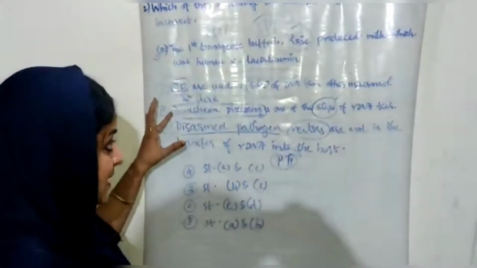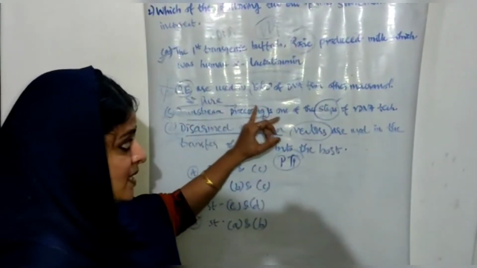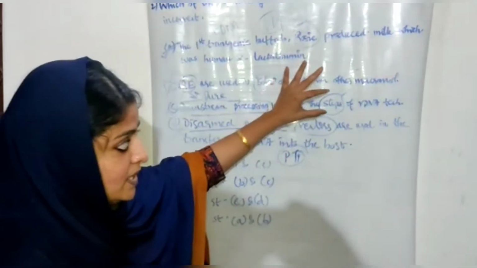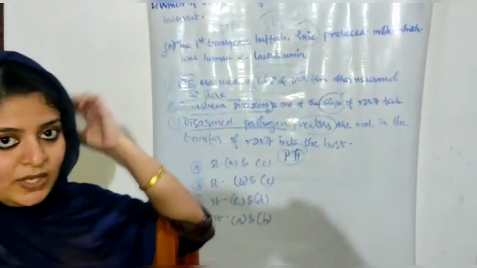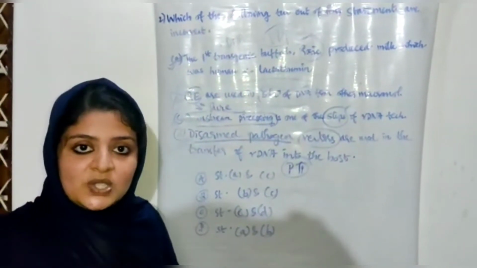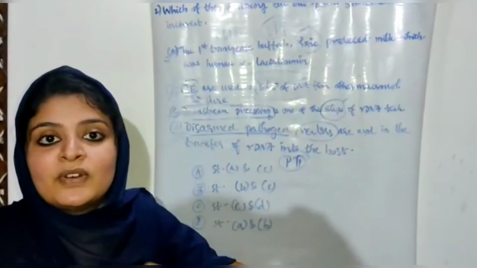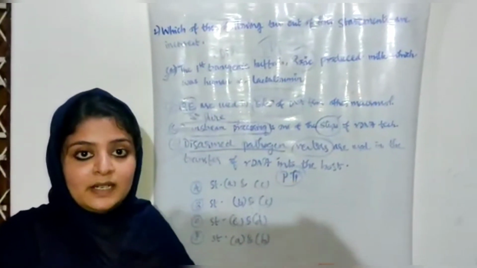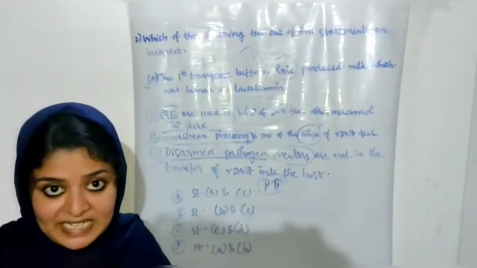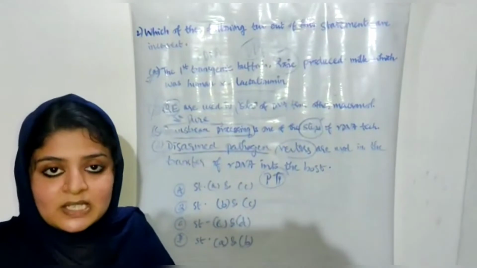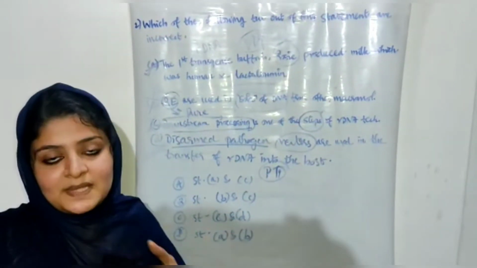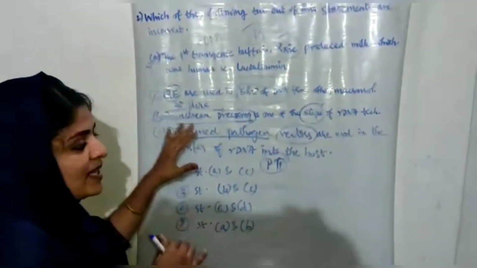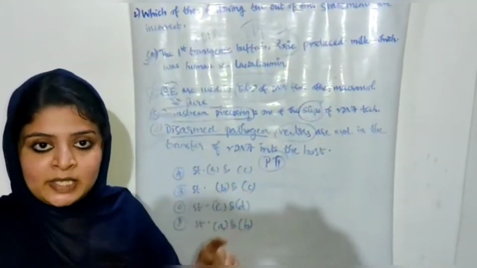Then comes statement C, which says downstream processing is one of the steps of rDNA technology. First, we have to stick to the steps of rDNA technology. What are the steps of rDNA technology? It is the cloning of desirable genes, their replication, the selection, and after that the transcription and the translation of those genes. Those come in rDNA technology. And downstream processing is not a step in the rDNA technology process.